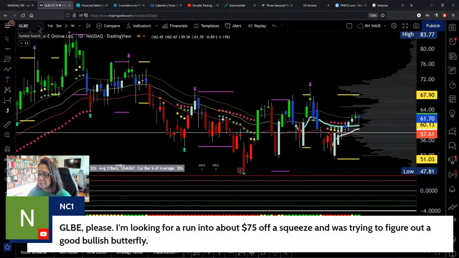I'm trying to figure out the good bullish butterfly. Oh, I'm the wrong person to ask for any of that. I don't trade butterflies, and this is not compressed enough for me to be a momentum setup.